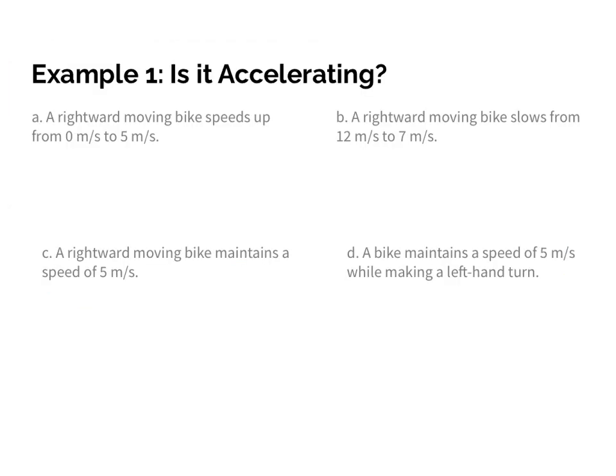All right, so we're going to grind through some quick examples here. The first one, all I want to know is: is the object accelerating? Again, accelerating means to speed up, slow down, or change direction. So A says a rightward moving object speeds up from 0 to 5. If I say speeds up, then I know that yes, it's accelerating. B, a rightward moving object slows from 12 to 7. Again, this approaches that misconception that when I see the word slows, we don't think it's accelerating, because we always think accelerating means speeding up. But in this case, slowing down is a change in speed. So yes, because its speed changes, it's accelerating.